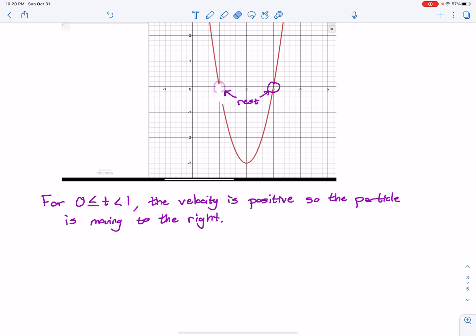Then, from 1 second to 3 seconds, all of the y values of our velocity function are negative values. So since we have negative values, that means from 1 second to 3 seconds, we're moving to the left.